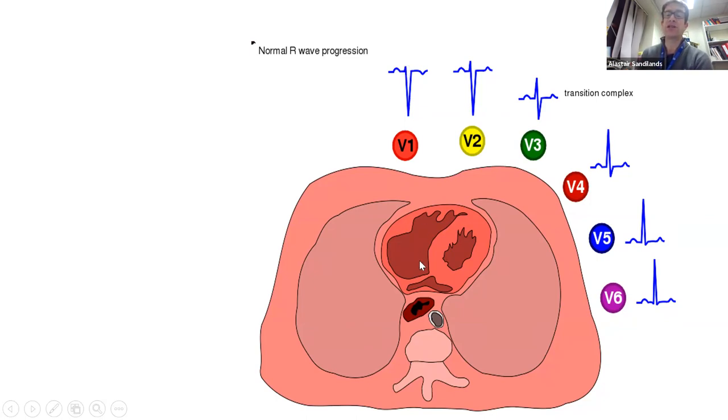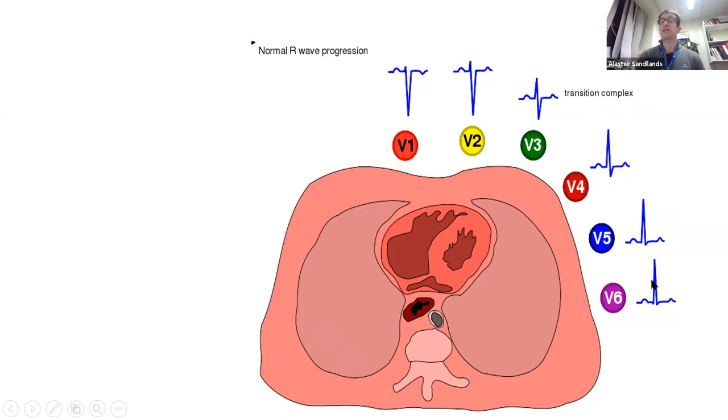The wave of depolarization isn't really going towards this lead at all, and so the R wave is small. It gets bigger as we go across the chest leads, as the wave of depolarization is going towards those leads. And there is a complex, which in this situation is called the transition complex, where the amount of positive in the lead is equal to the negative, or it's the first lead where the positive is greater than the negative. So it's called a transition complex, and it normally is around V3.